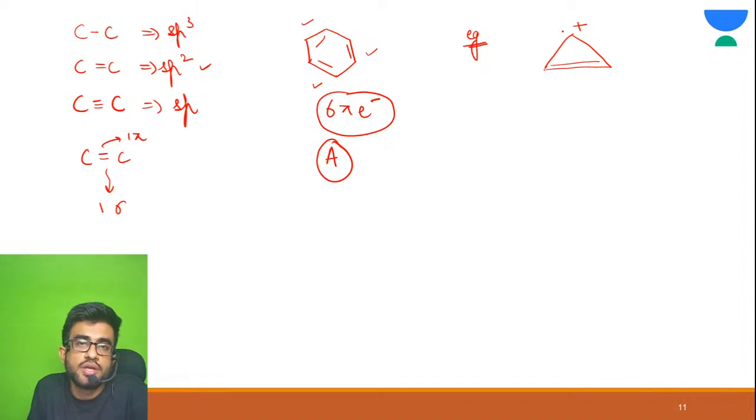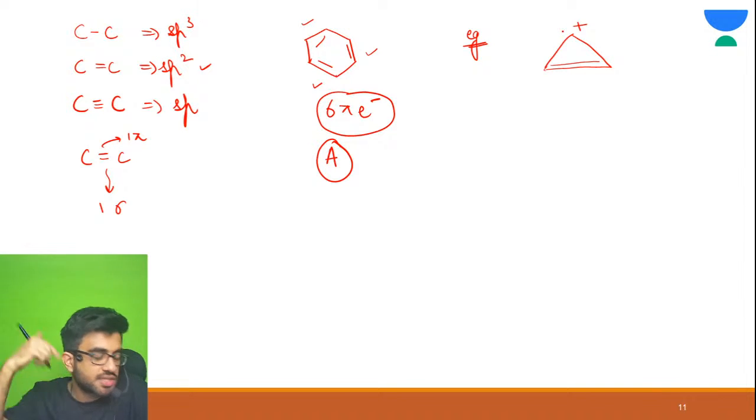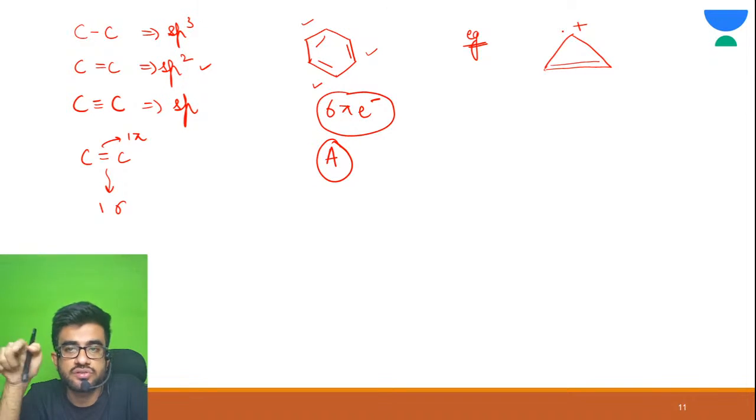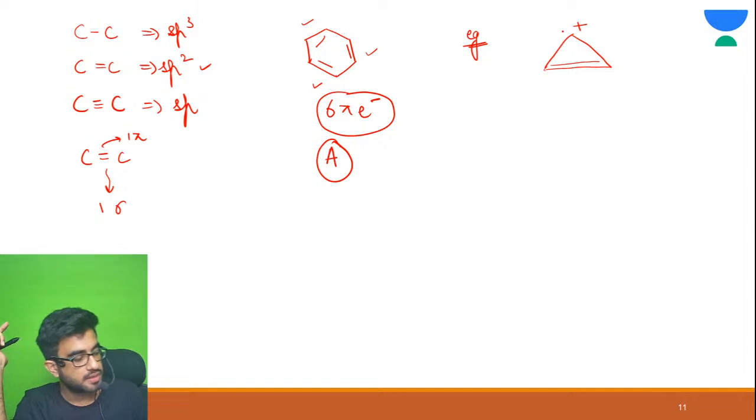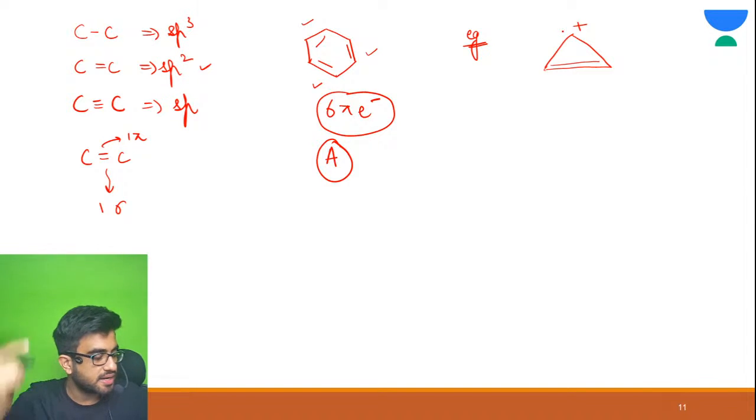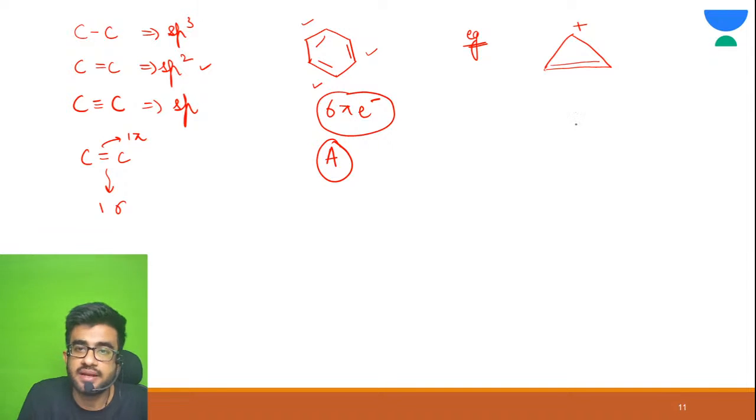This is your compound. You need to identify whether it is aromatic or not. Just check all the conditions. Is it cyclic? Tell me in the chat section. Yes, it is cyclic. Is it planar? Yes, it is planar, because this and this carbon are sp2, as well as this positive charge means the carbon is sp2. So it is planar also.